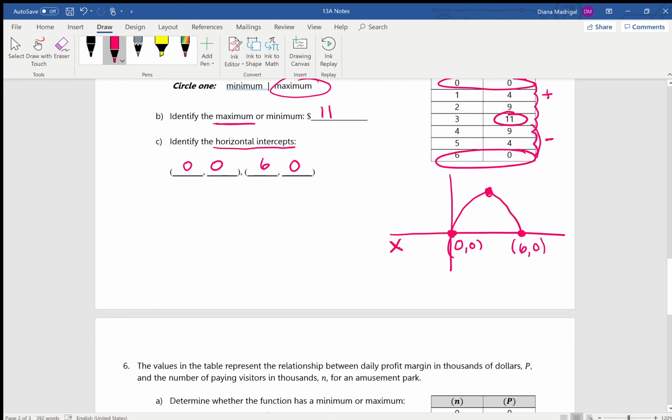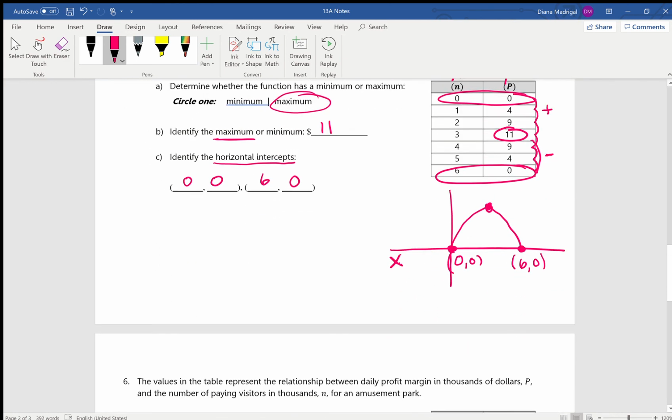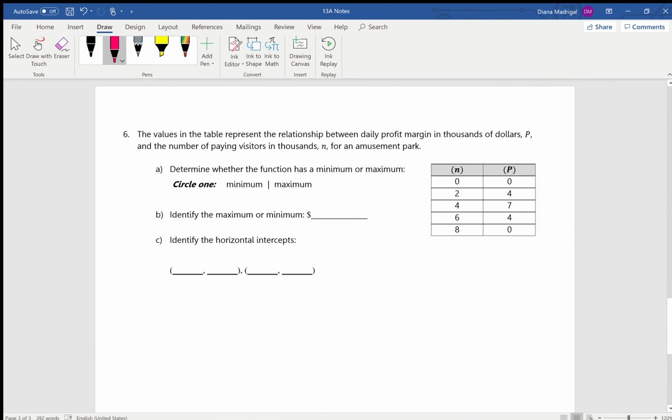All right, so it's pretty easy when you have a table or a graph. So how about you guys try number 6, which is our last problem. All right, so stop the video, try it on your own. Okay, this is your practice to see if you're understanding or not. Okay, so once you try the problem, your answer for 6 should have a maximum. Your maximum is a 7, and your horizontal intercepts are at 0, 0, and 8, 0.